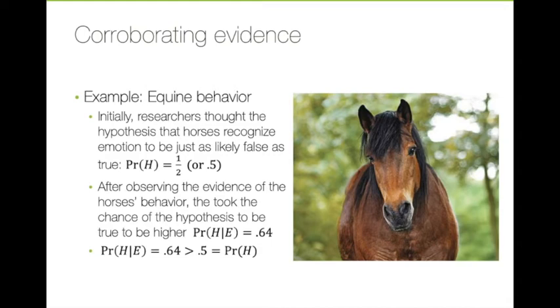But after observing the evidence of the horse's behavior, we were able to calculate that the chance the hypothesis is true is higher. The probability of the hypothesis given the evidence is 0.64. So once we take our evidence into account, our confidence that the hypothesis is true goes up. We now think it's more likely to be true than we did initially. That suggests that the evidence supports the truth of that hypothesis.